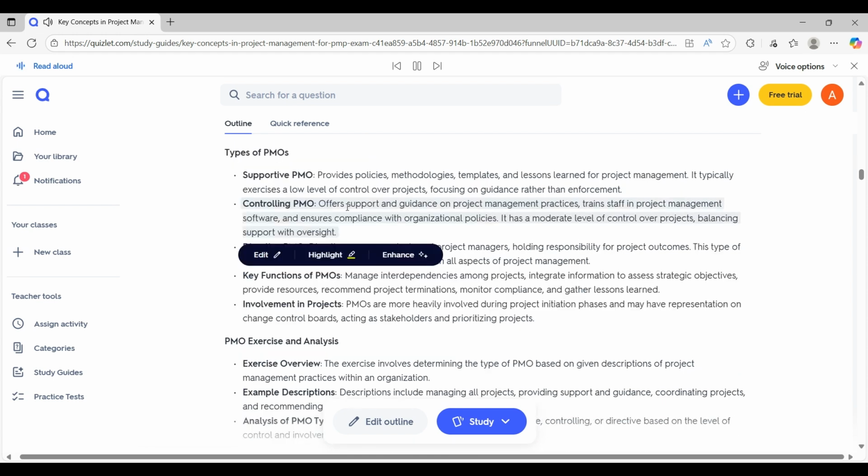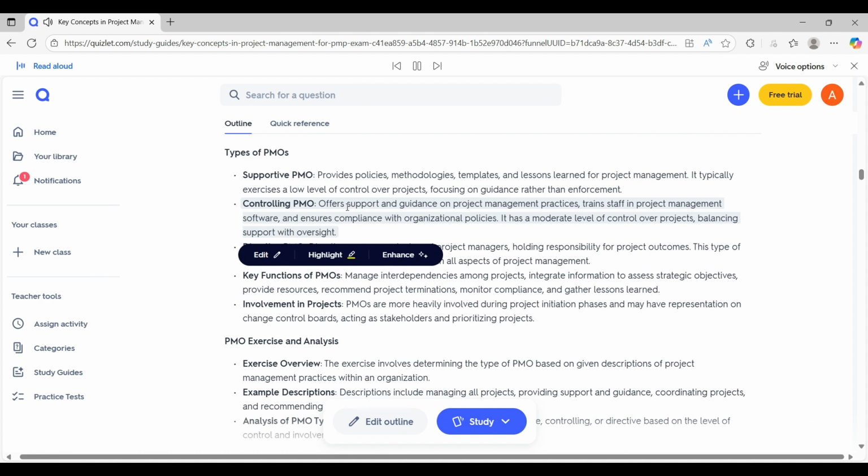Key functions of PMOs: manage interdependencies among projects, integrate information to assess strategic objectives, provide resources, recommend project terminations, monitor compliance, and gather lessons learned. Involvement in projects. PMOs are more heavily involved during project initiation phases and may have representation on change control boards, acting as stakeholders and prioritizing projects.